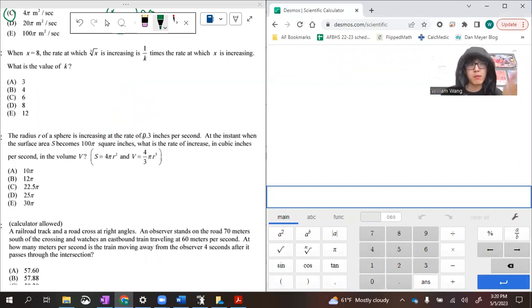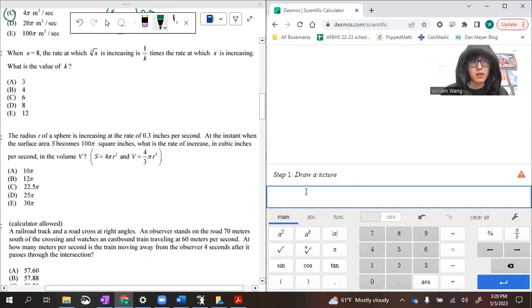All right. Next problem is a related rates problem, but it's a little bit weird. So let's just still try to fit it in the steps that we know. Step 1, draw a picture. Can I draw a picture for this? Not really, right? I can't really draw a picture for that. Step 2.